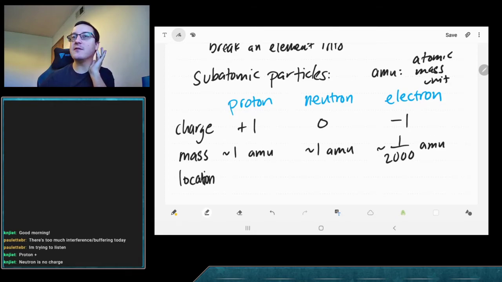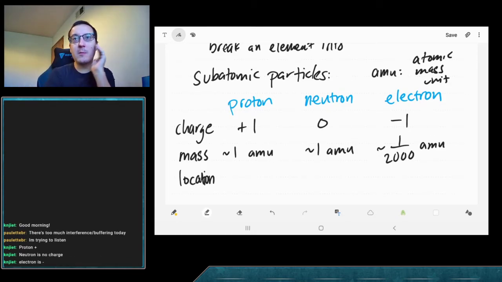So we can see that the proton and neutron are roughly similar in mass, but the electron is much, much smaller. So when we're looking at the mass of an atom, we mostly just focus on the protons and neutrons, because the electrons are so much smaller, they're going to be negligible towards the entire mass of the atom.